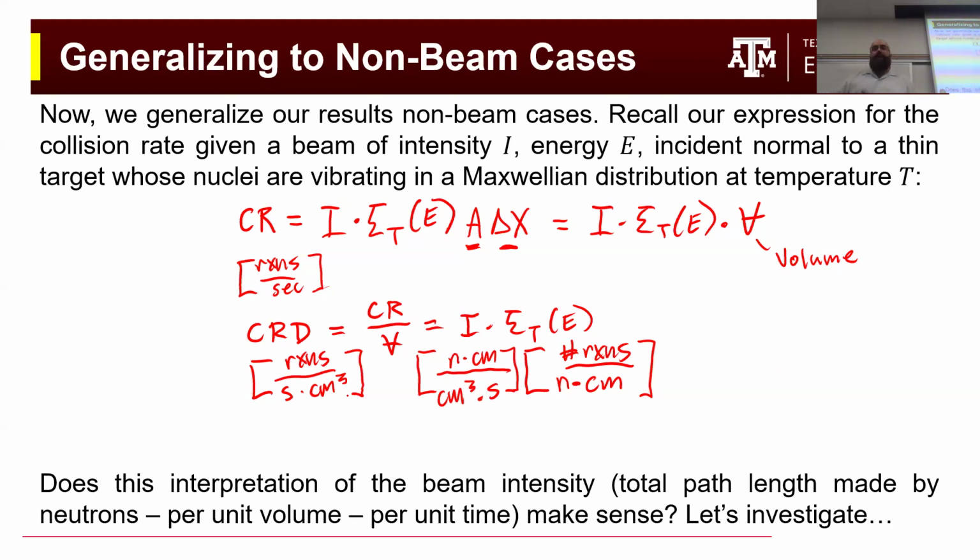So that kind of leads us to a different interpretation of how we were thinking about the intensity before. Before we had talked about the intensity as like crossing rate per unit area. This definition of the intensity is looking like neutron path length per unit volume and per unit time. The distance traveled by those neutrons per unit volume and per unit time. And so that interpretation might seem weird, and I want us to think a little bit more about investigating that to see if it makes sense.